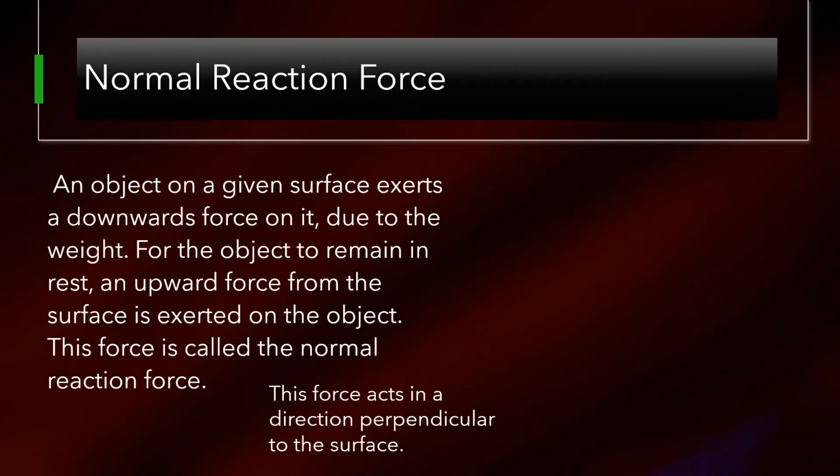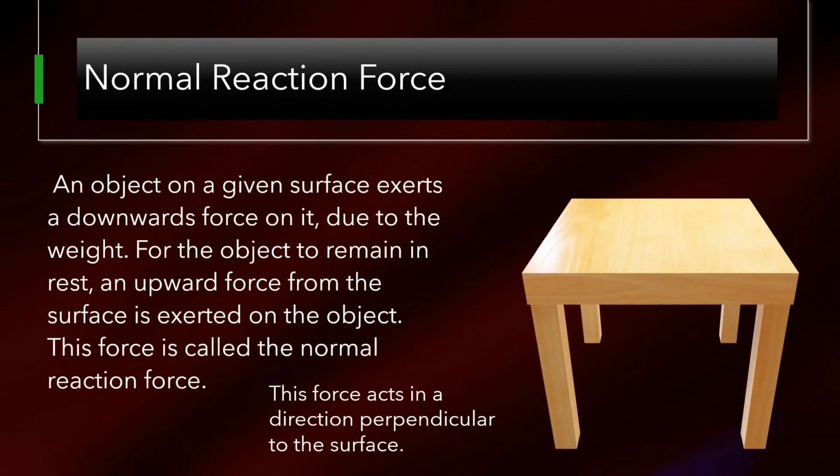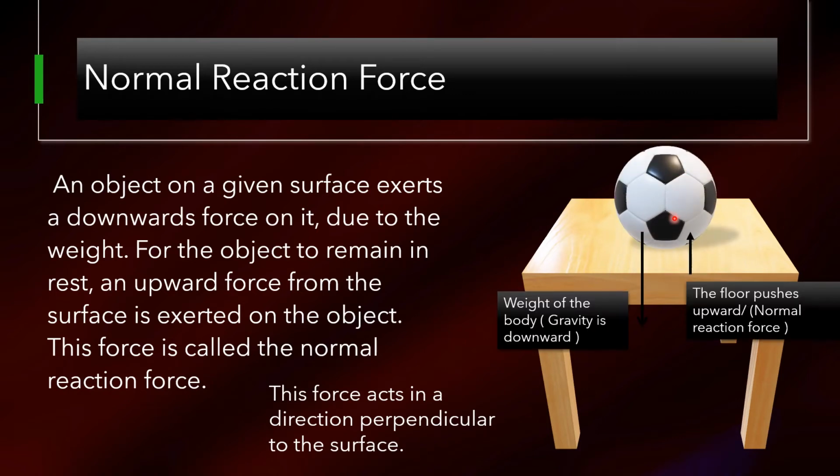Now let's look at normal reaction force. An object on a given surface exerts a downward force on it due to the weight. For the object to remain at rest, an upward force from the surface is exerted on the object. This force is called the normal reaction force. Here we see a table and a ball on top of it. Now the weight of the body is pulling the ball downwards. So the normal reaction force, the force exerted by the table on the ball, is pushing it upwards to create a balanced force.